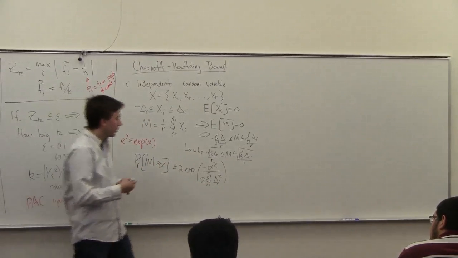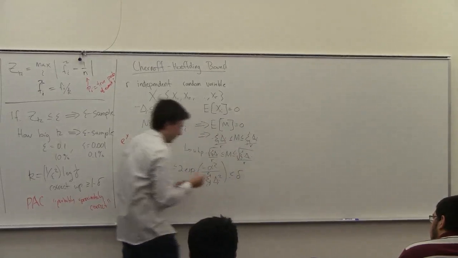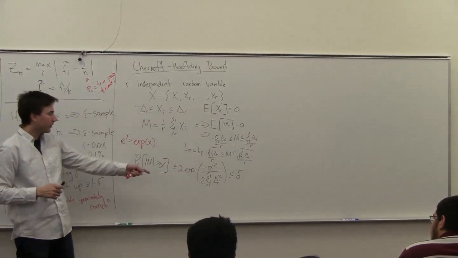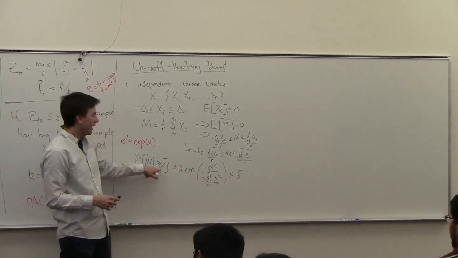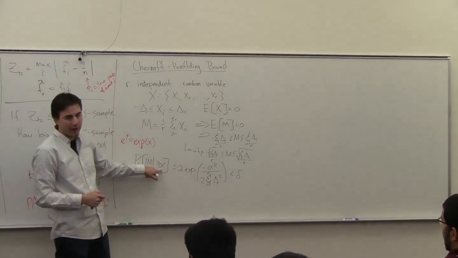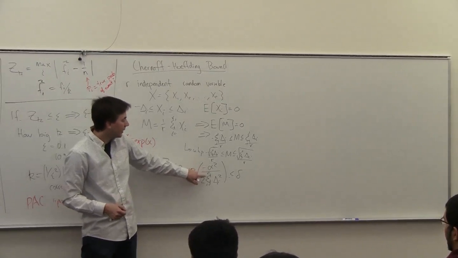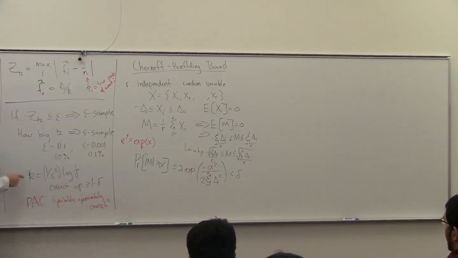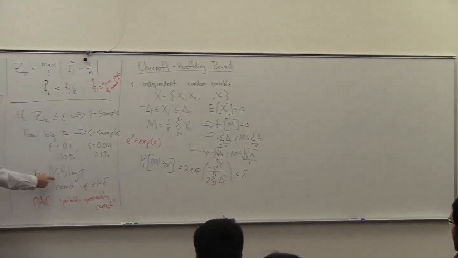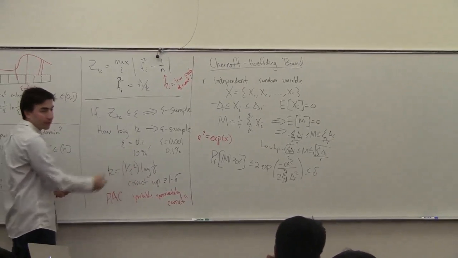And typically what you want to do is say that this is less than some delta, and then you solve for the value r. You set this equal to epsilon. This is your error. You set this equal to epsilon, and then you solve for r, and you get some expression. So k is equal to r, the number of samples, and you get an expression 1 over epsilon squared log 1 over delta. If you solve for it, it's going to look something like this.